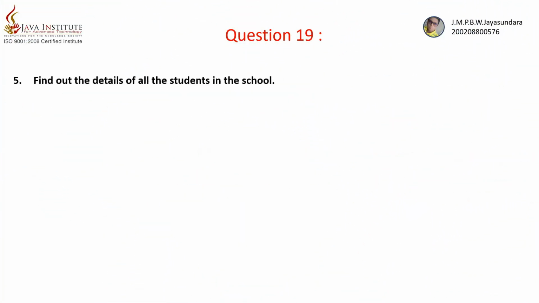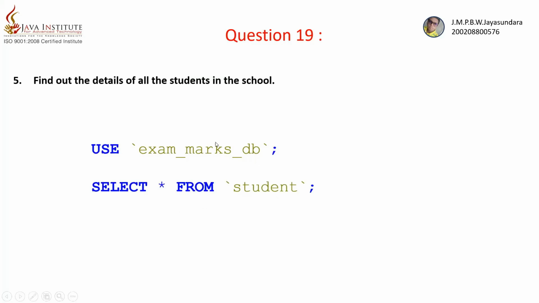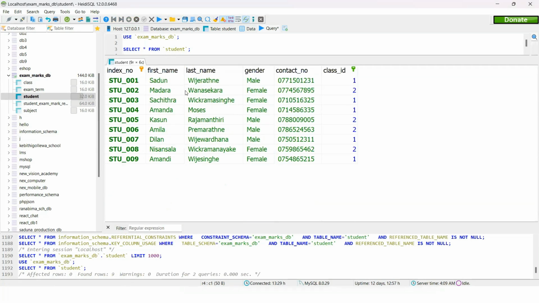Here we have our fifth question. It says find out the details of all students in the school. First, we need to define what database we are using. After that, we can run a search query as select all from student. So it's going to give us all the details of the students available within the student table. So let's go and run this code. After running this code, here you can see at the bottom relevant details have been loaded. So let's go back.